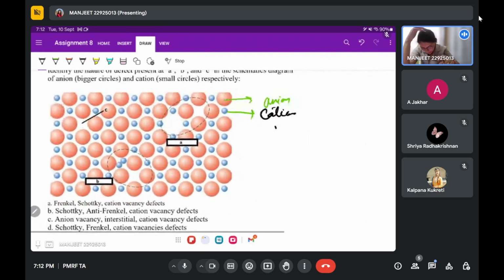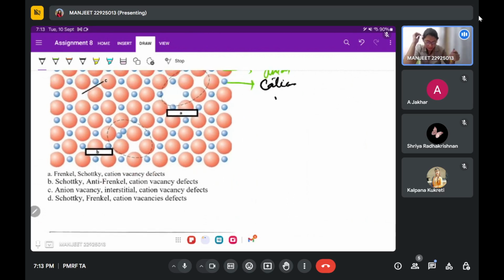In the A part, if it is Frenkel, Schottky, or cation vacancy. In the B part, Schottky, anti-Frenkel, cation vacancy. In the C part, this is the anion vacancy, this is your interstitial, and then the cation one. In the D part, this is Schottky, Frenkel, and cation vacancy.